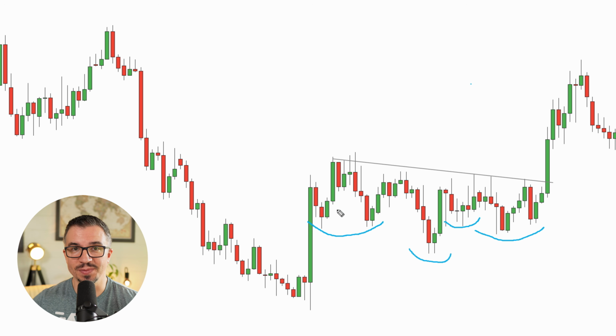For whatever reason, when you find patterns like this that are technically imperfect, they tend to actually play out better than the ones that are textbook. Don't ask me why. I have honestly no idea why, but they do tend to play out a little bit better. So don't dismiss patterns that aren't perfect. As long as they follow the rules, then you're good to go.